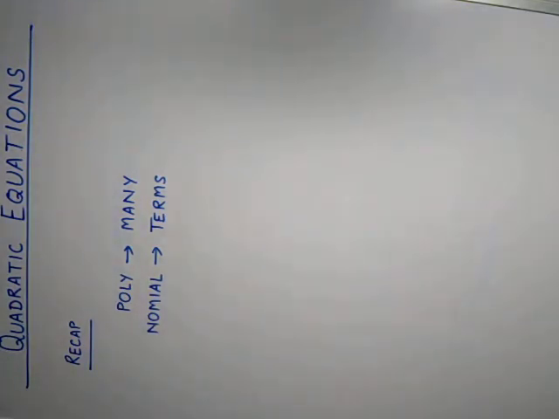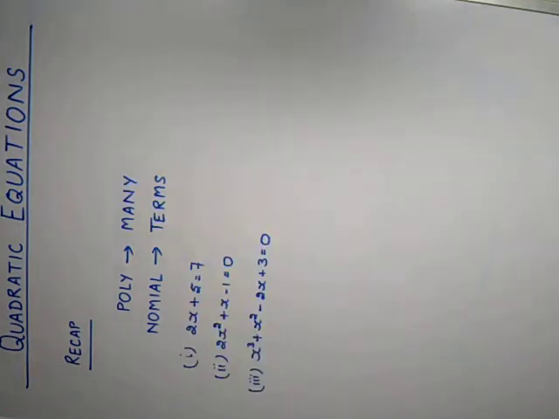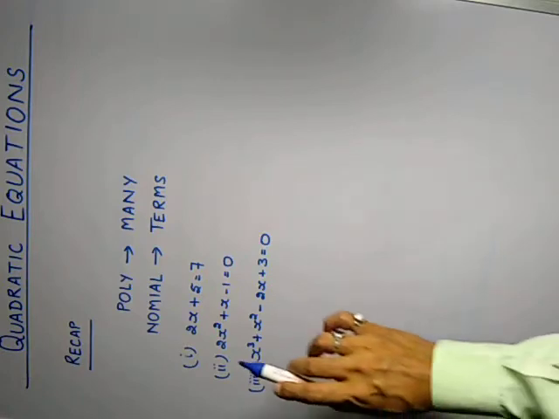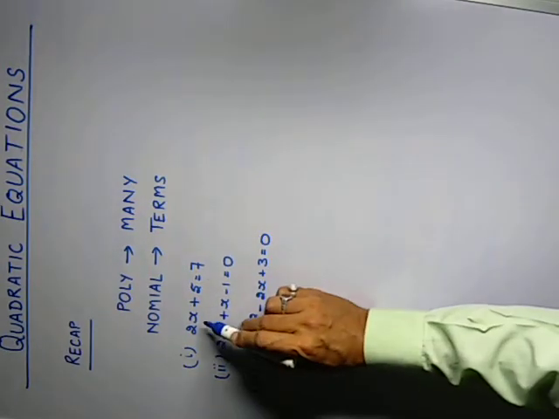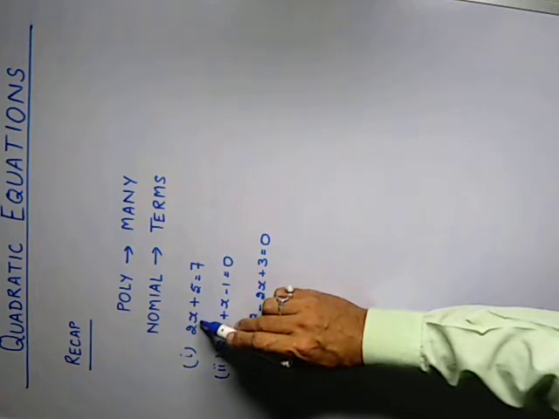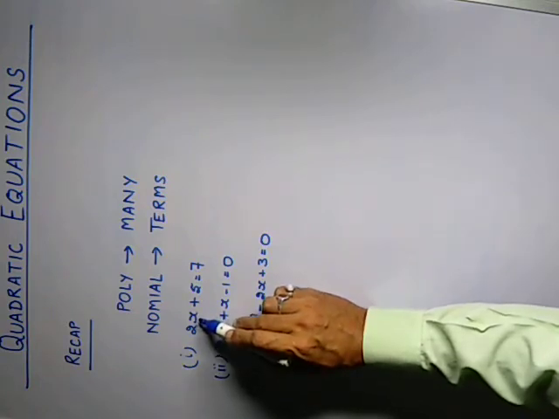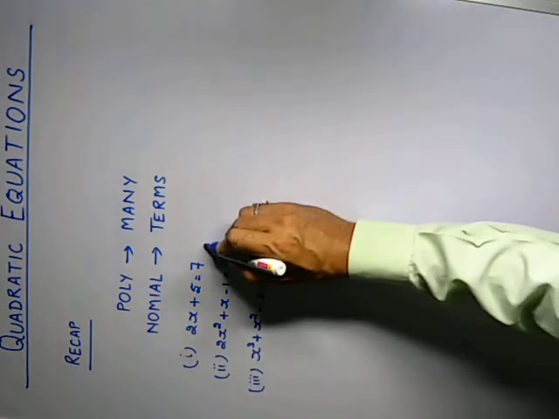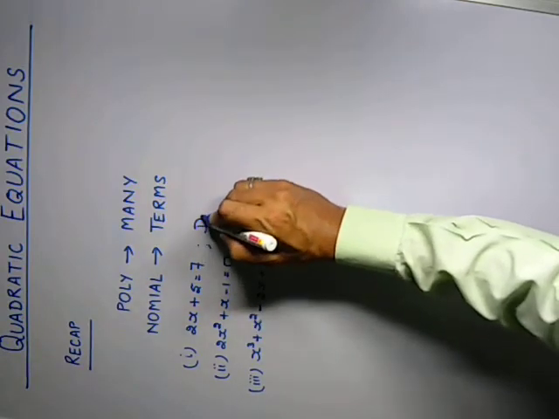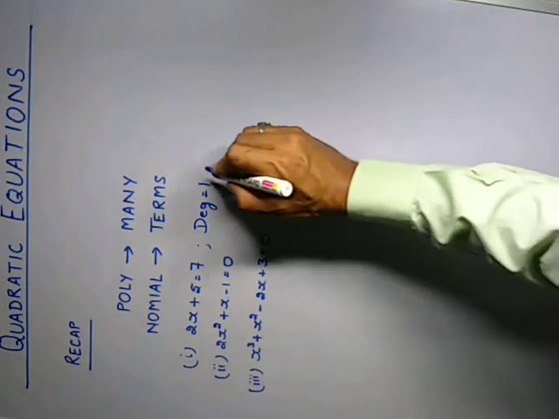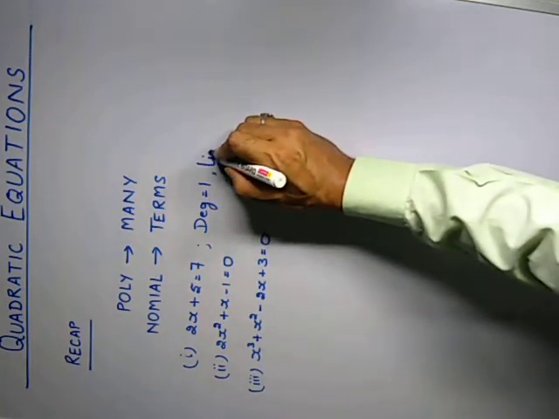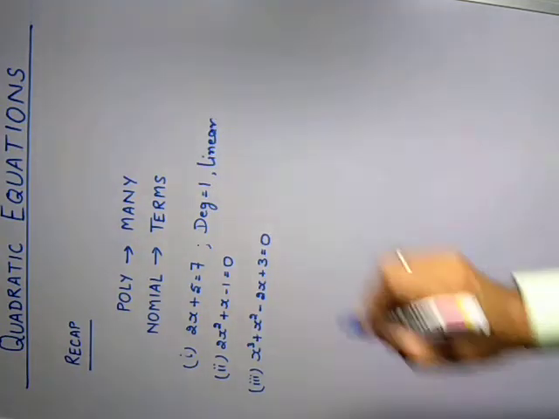Let us understand by some examples. Example number 1 is 2x plus 5 equals 7. Here the variable is x and you can see the highest power of variable is 1. So its degree will be equal to 1. And when the degree is 1, then it is known as linear equation.